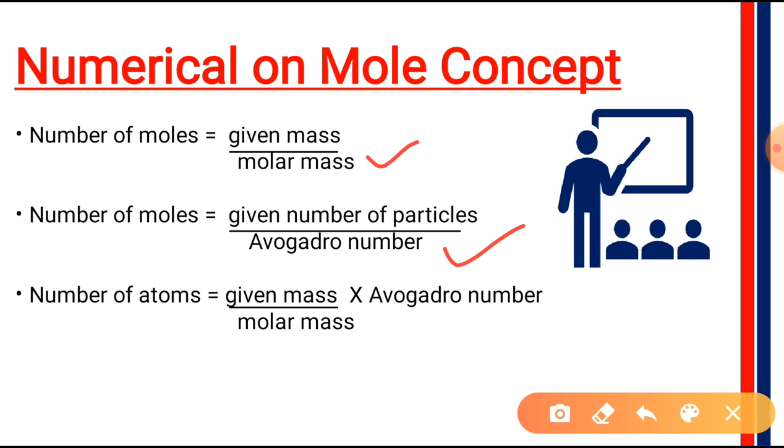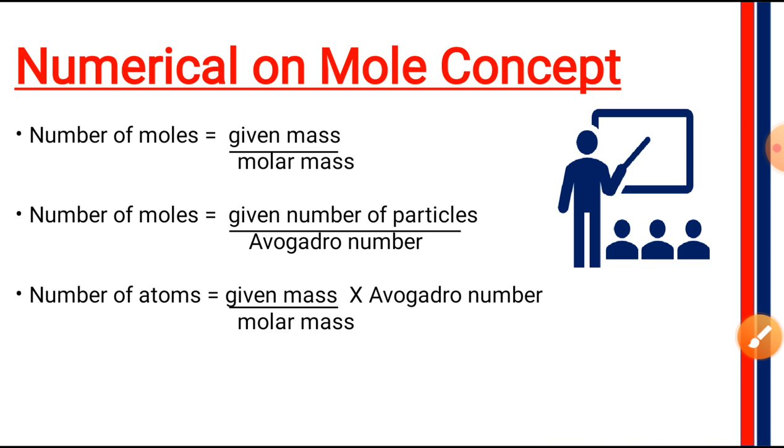Now have a look at the third one. It is number of atoms. Students, I have written here just atoms. You can use this formula to find the number of molecules, ions. So I must say number of particles. Any entity can be written here. So the formula is given mass by molar mass multiplied by Avogadro's number. In this way, these three formulas will be used by all of us. Let's begin the class and we will solve the numericals.